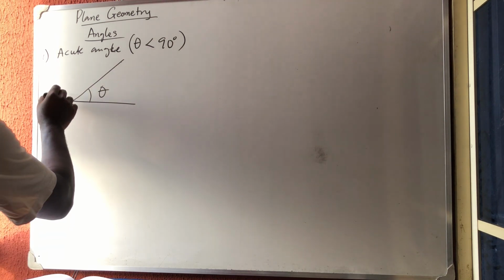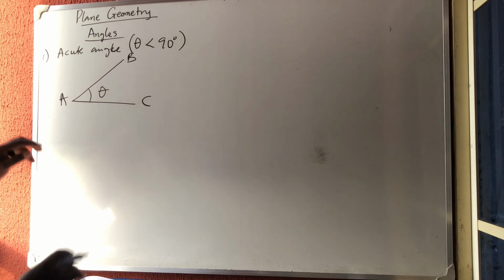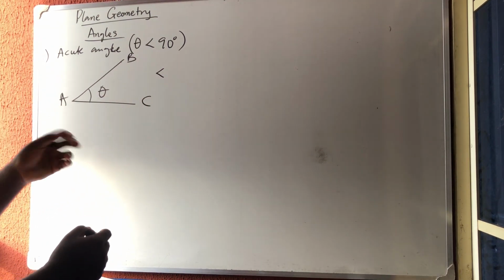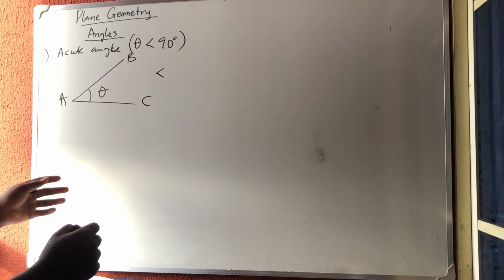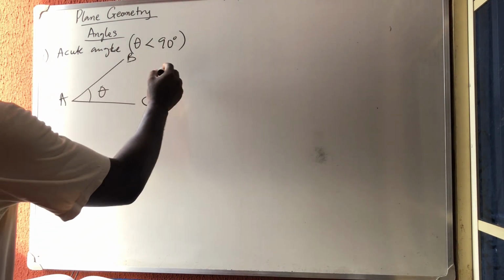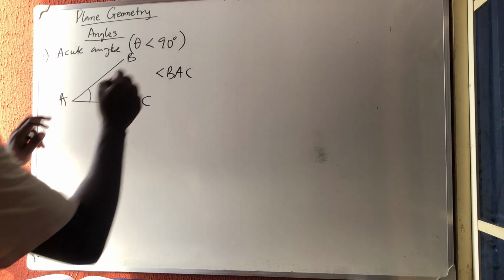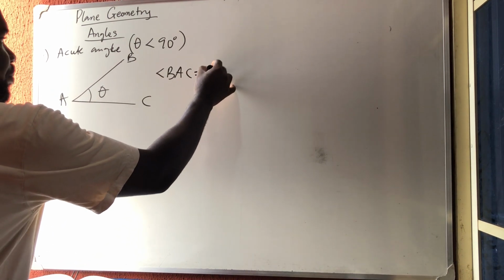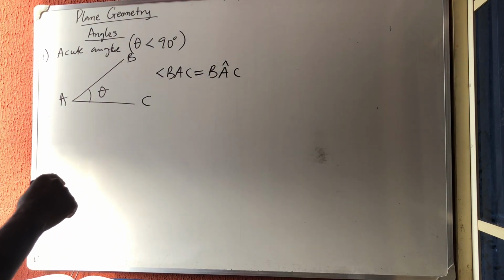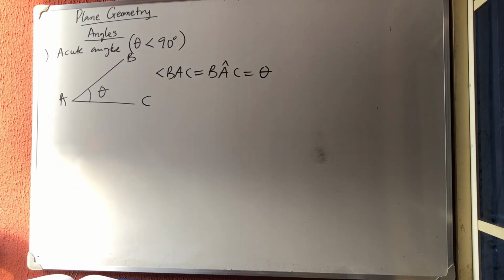If here is maybe A, B, C, for example, we call it angle BAC, or we call it angle CAB. But most of the time we use alphabetical order, so we call it angle BAC. The main angle is the one in the center, which is why we write it like this, BAC, indicating that the angle is the one in the center. Angle BAC is equal to what? Theta. That is how we represent that.